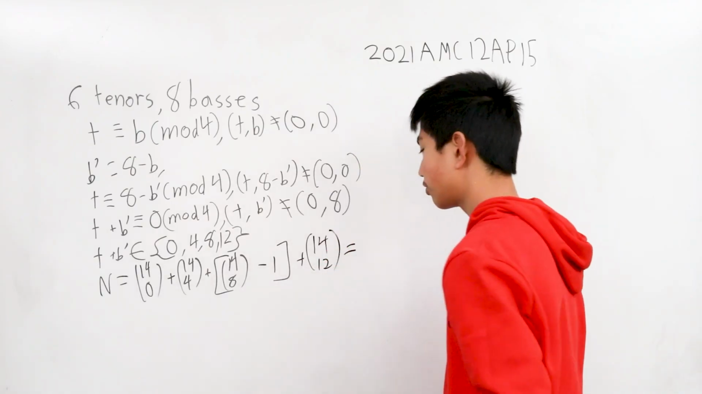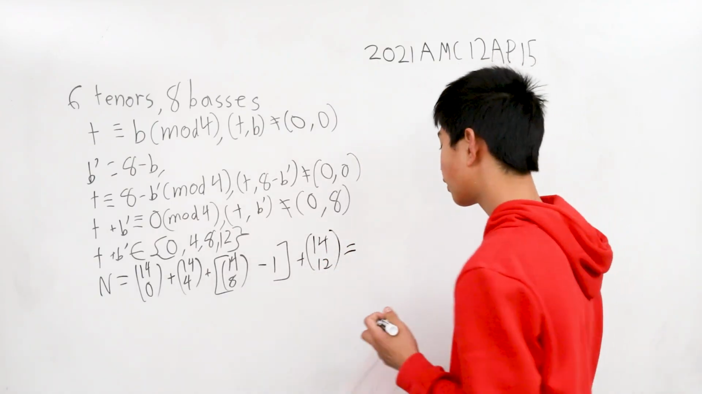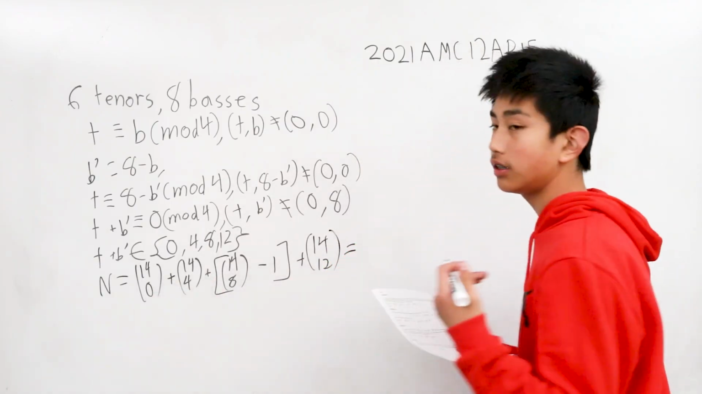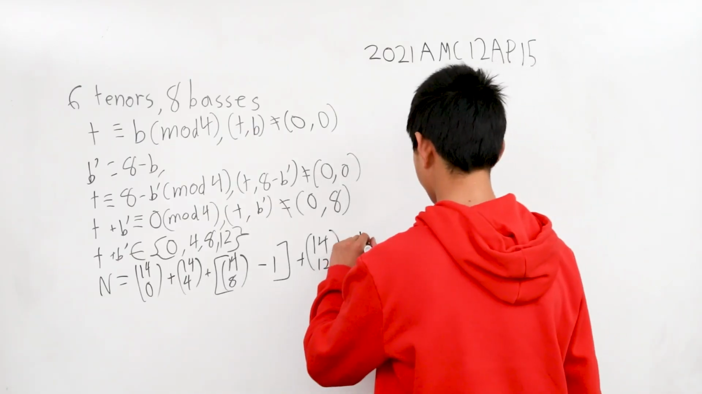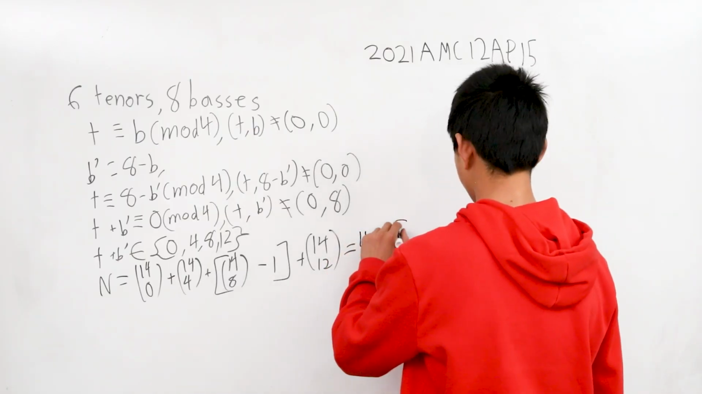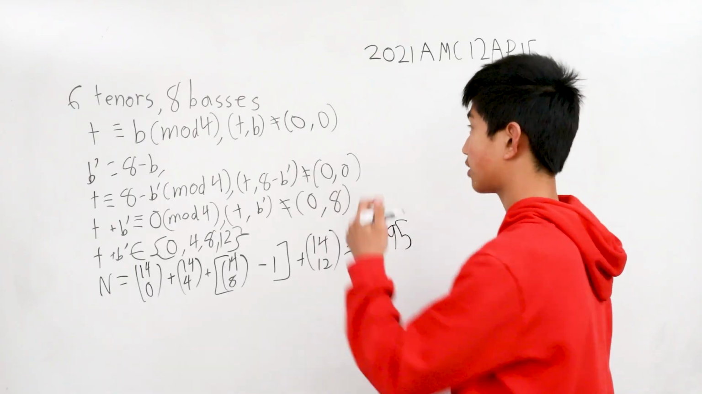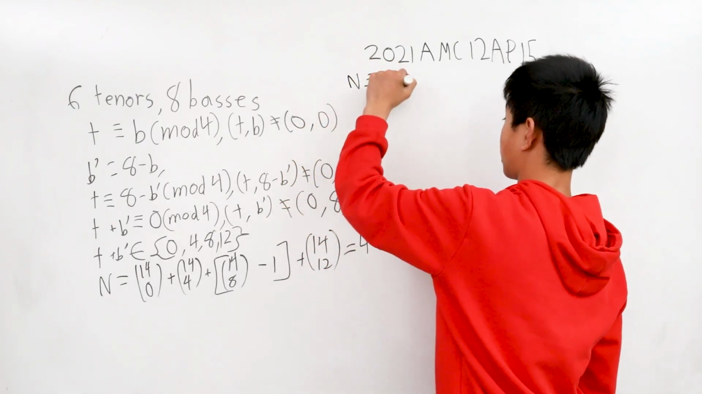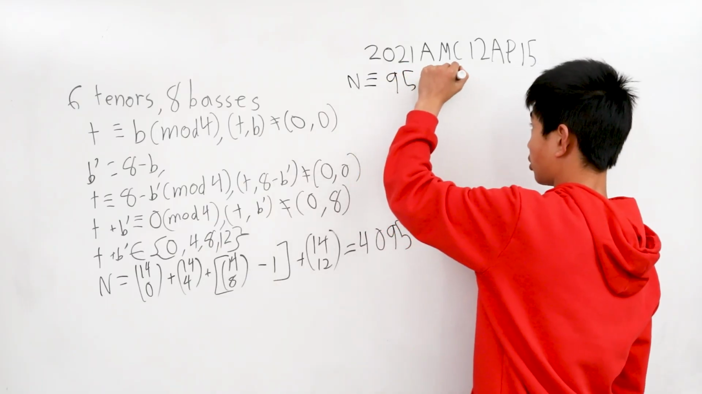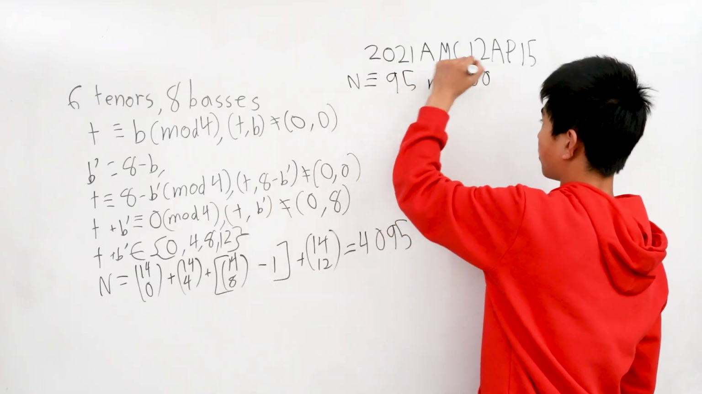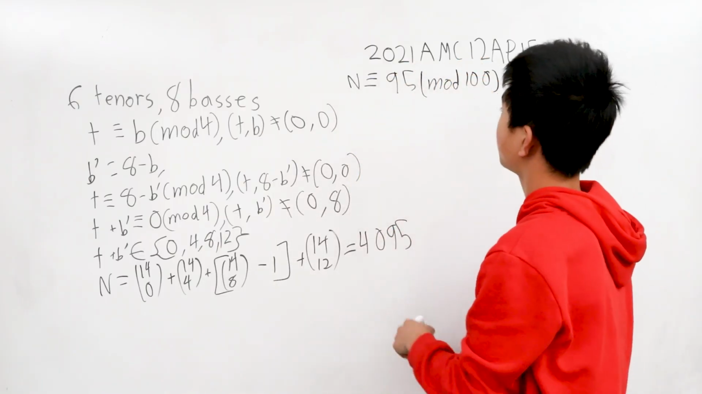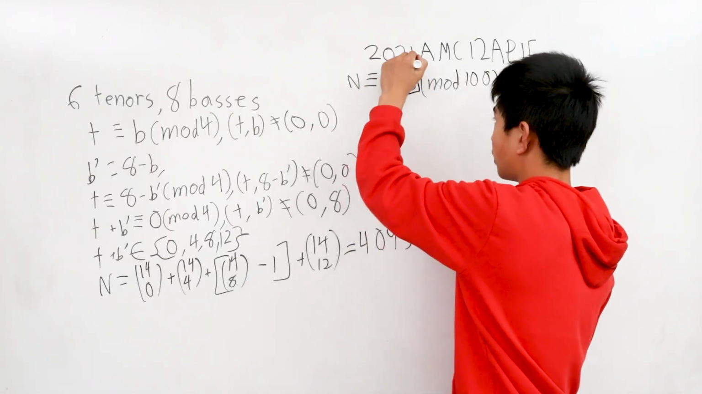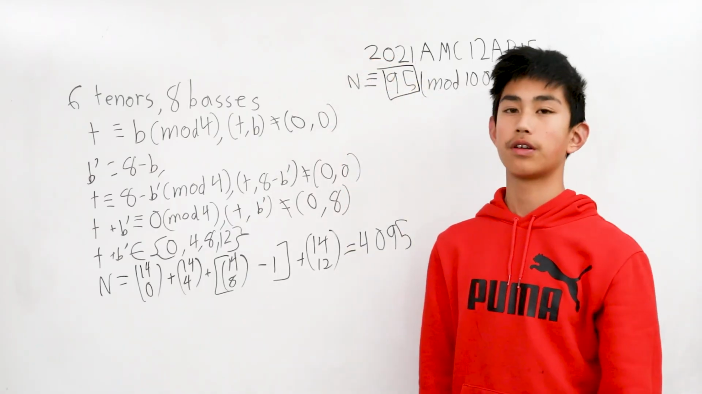This is going to be a huge number, but once you figure all of this out by meticulously adding this up, this will be 4,095. If n is 4,095, that means our number n is congruent to 95 mod 100, aka the remainder, once you divide by 100. Therefore, 95 is our answer for this problem.